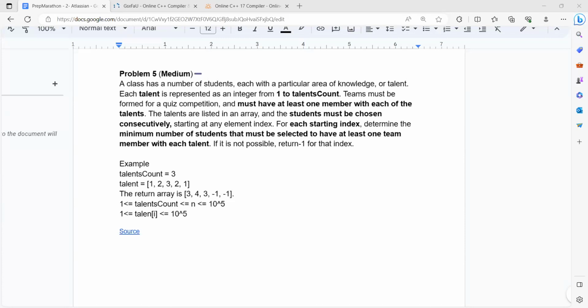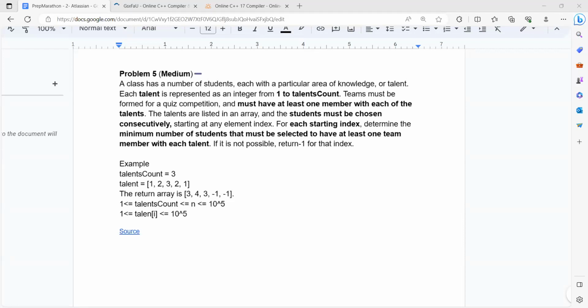Because my main goal will be to achieve this only. From every index I'll start, and as soon as I get this many distinct values, I've got all the talents. So I'll consider that length.